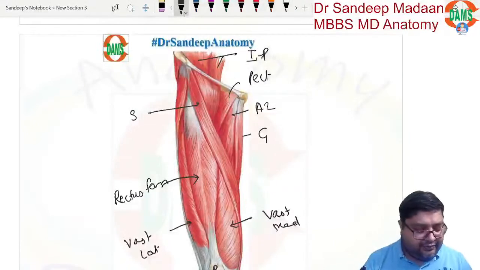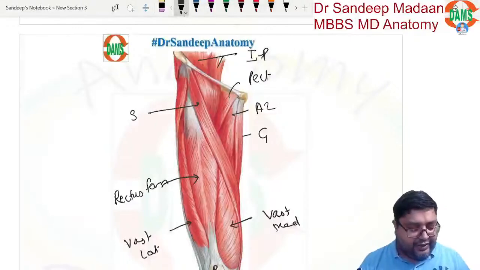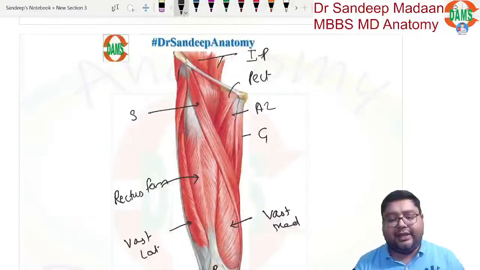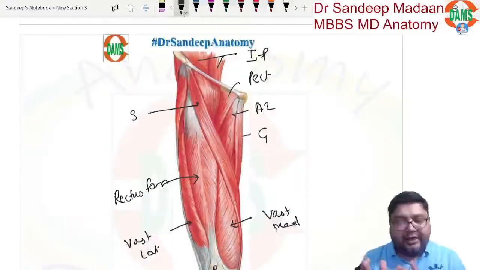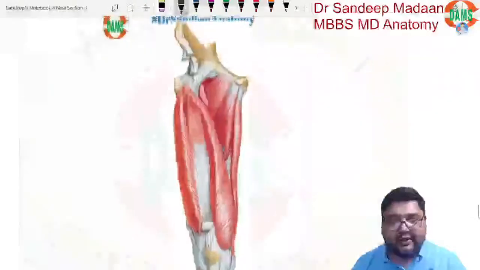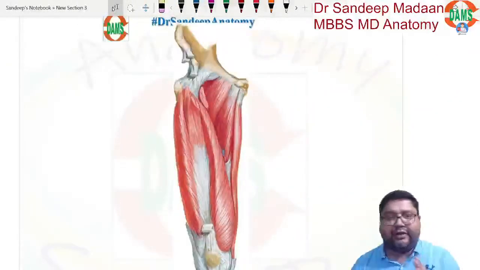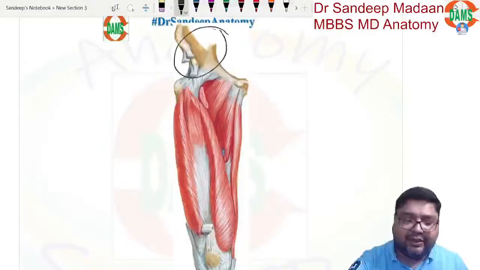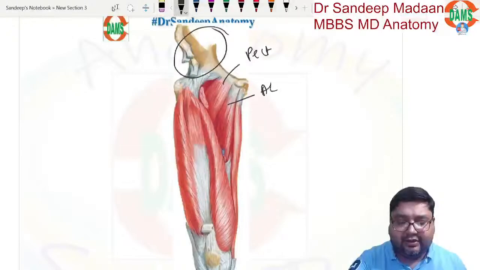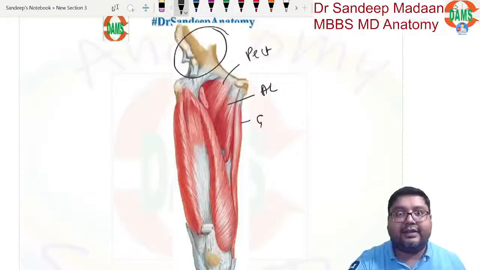So when you reflect this muscle, then only will you be able to see vastus intermedius. Let me clear this region and let me show you how this muscle will be seen. Now can you see and can you compare? Some of the muscles from here have been removed, but we still have pectineus, we still have adductor longus, we still have gracilis.